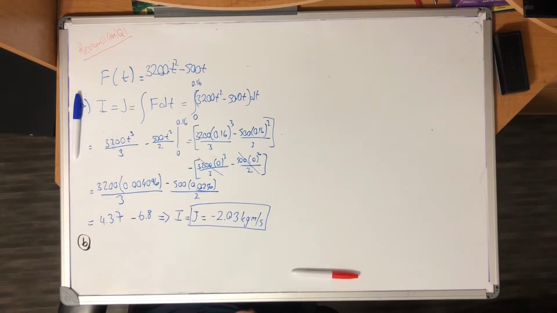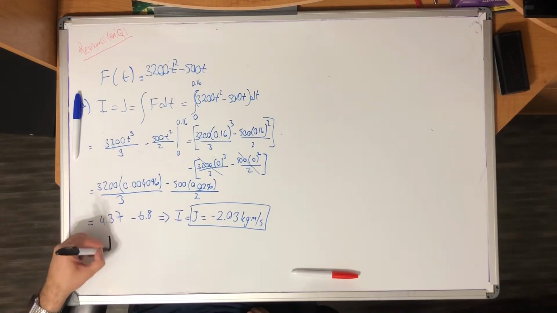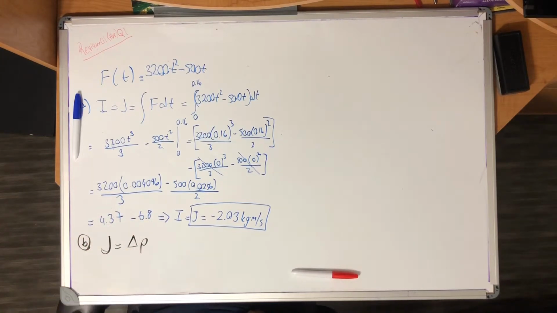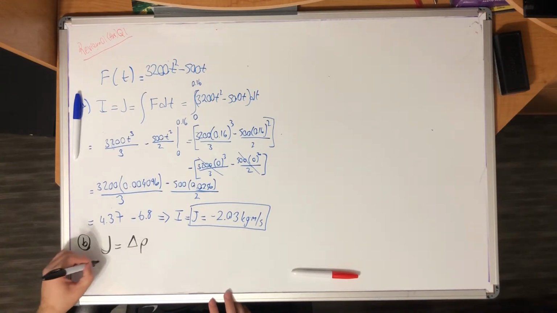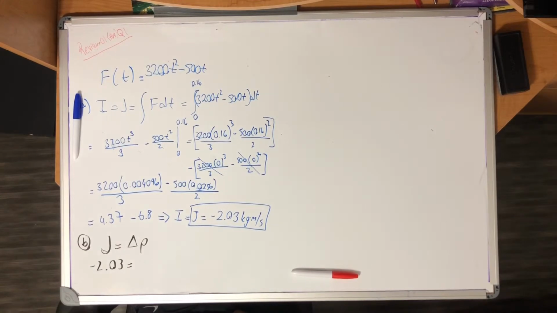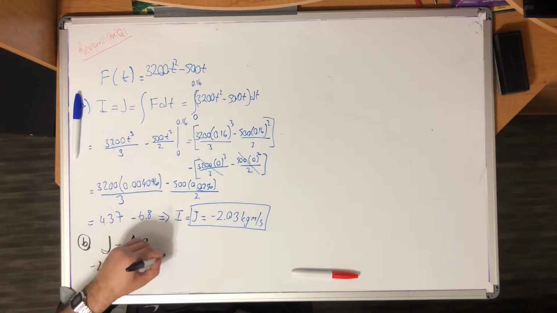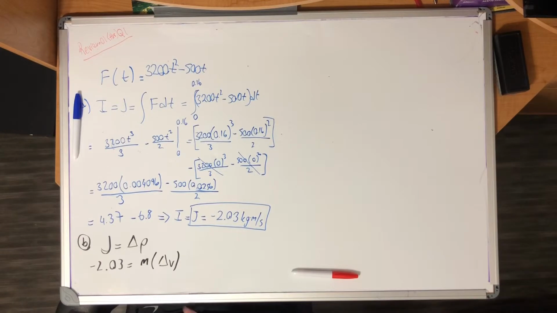So in part B, they're asking for the speed of the cart after the collision. So remember, impulse is basically the change in momentum of the object. So since the impulse is negative 203, then that's supposed to be equal to the change in momentum of the car. And that is basically m times delta v, because your mass is not changing, your velocity is changing. And remember, momentum is mass times velocity. Change in momentum will be mass times change in velocity. And if you rewrite this equation, negative 0.03, the mass of the cart was given, 0.5.